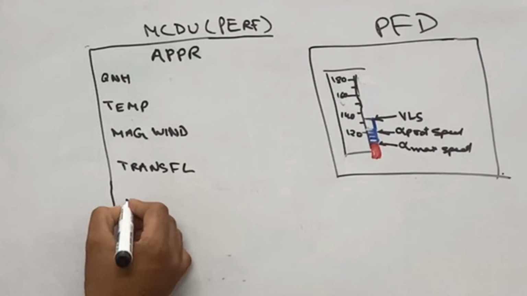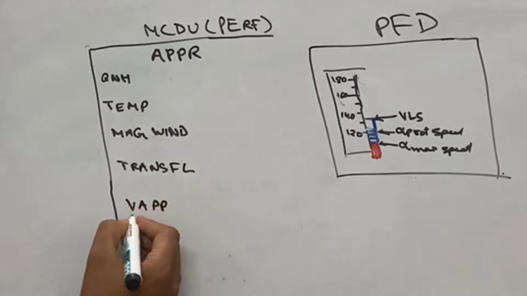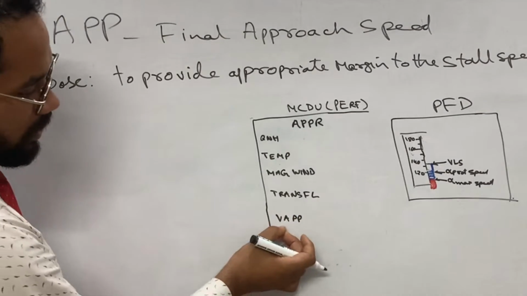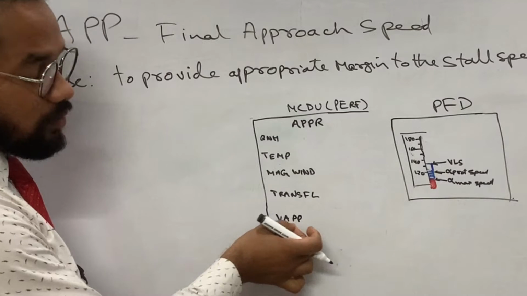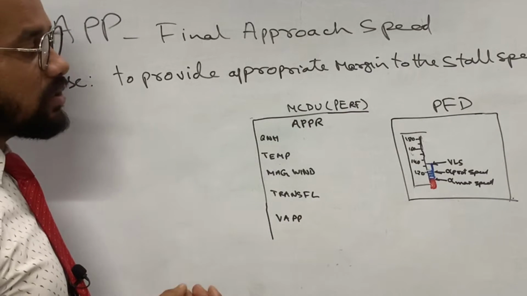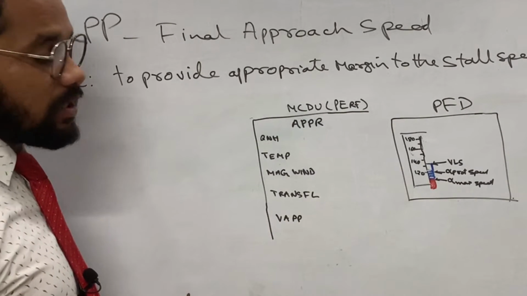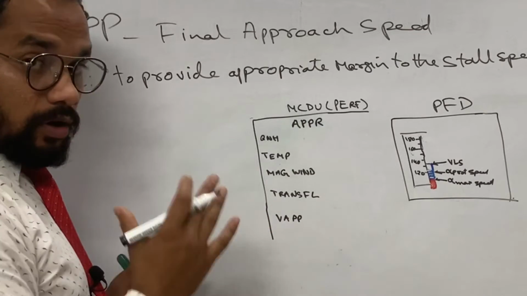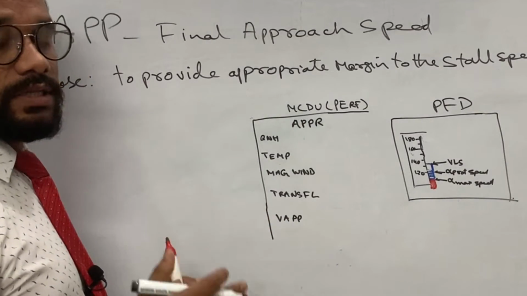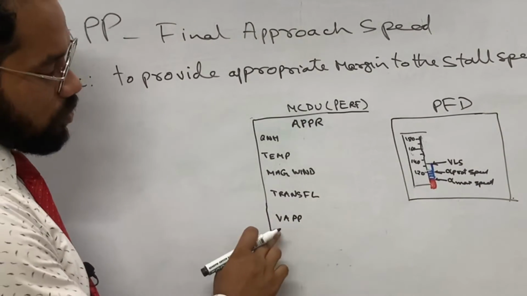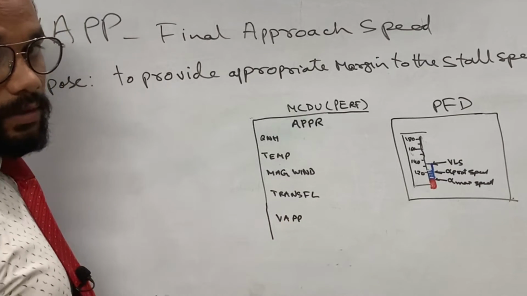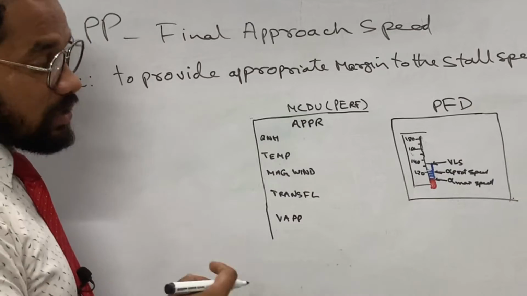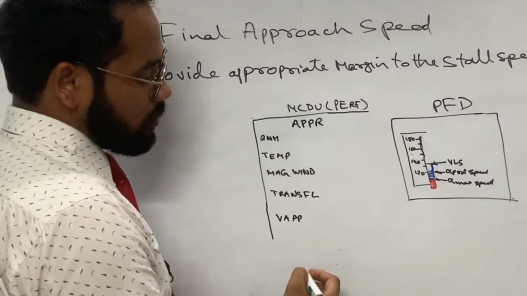Next we have VAPP, which is the final approach speed. It is shown here. This VAPP appears in blue color. It's in knots and it is calculated by the FMGC. Okay friends, moral of the story: FMGC calculates the VAPP and shows it here. The pilot can also modify the VAPP as and when applicable. We'll discuss that after some time.